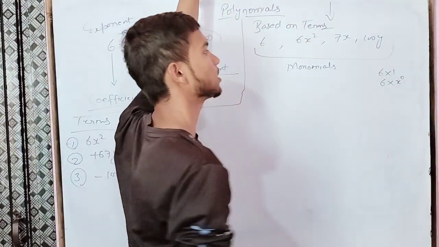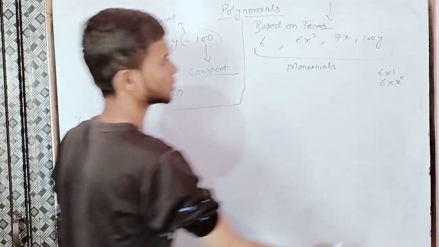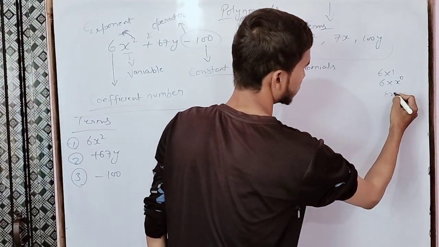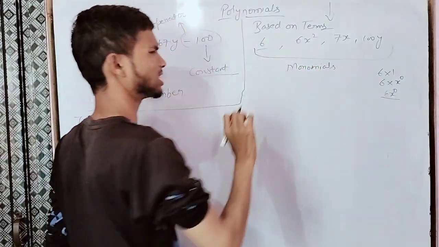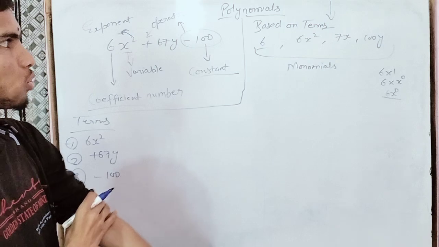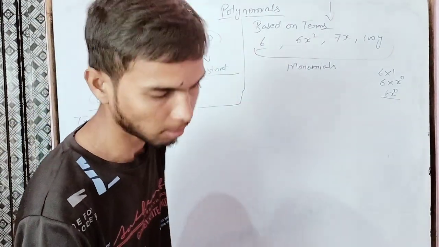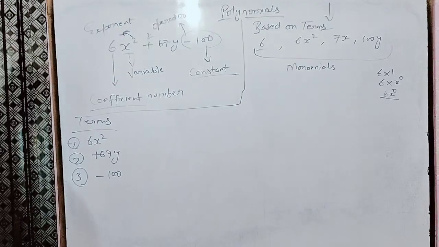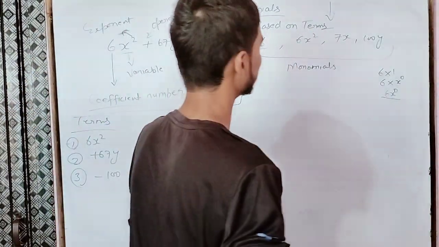So here we can say exponent is 0. So of course we can say 6x raised to power 0. So this and this are equal. There is nothing change. So now you can clearly say that 6 is a monomial. So one term will be considered as a monomial.